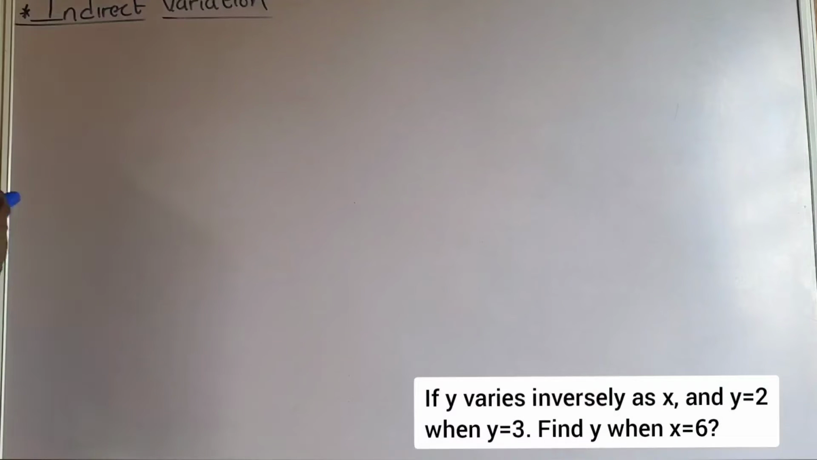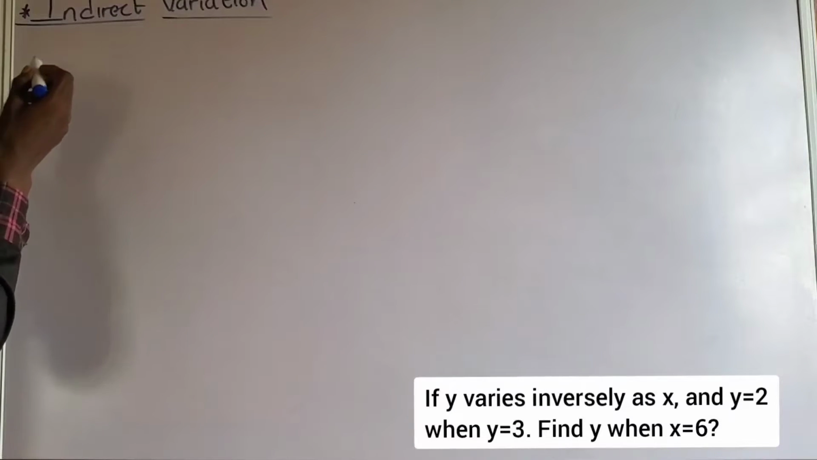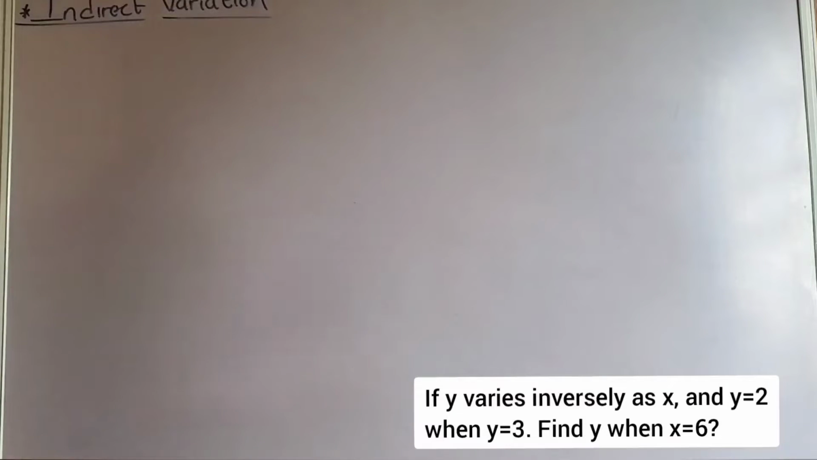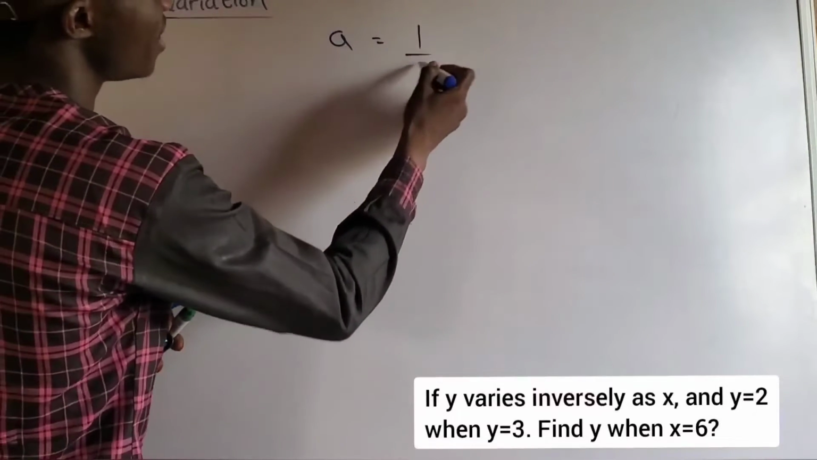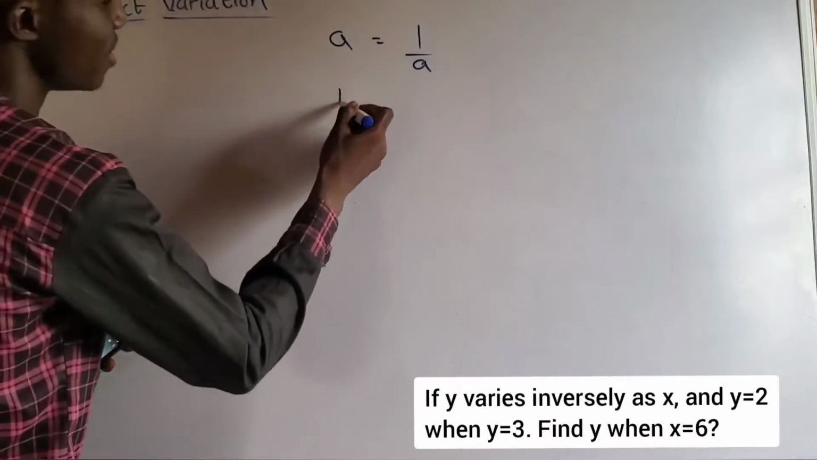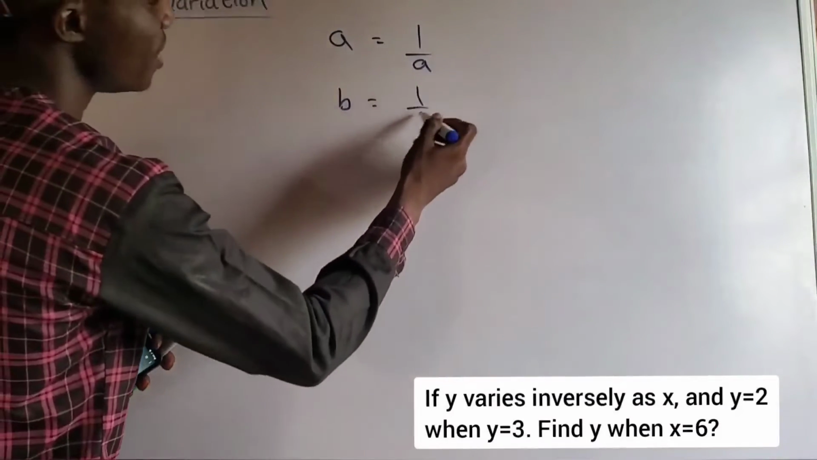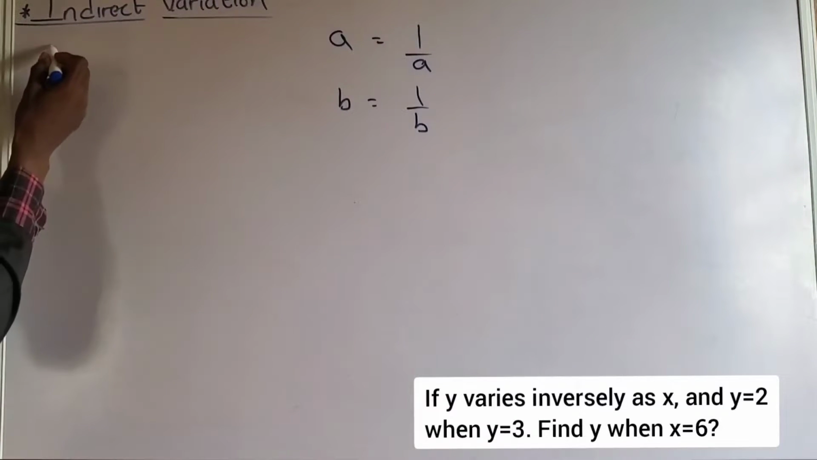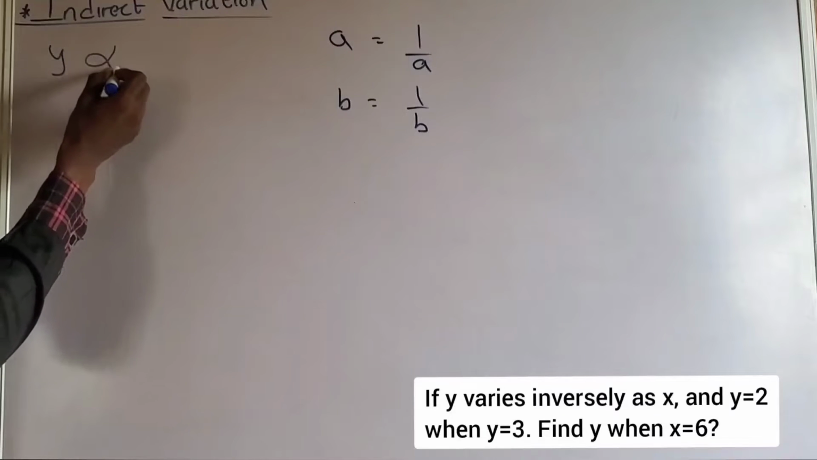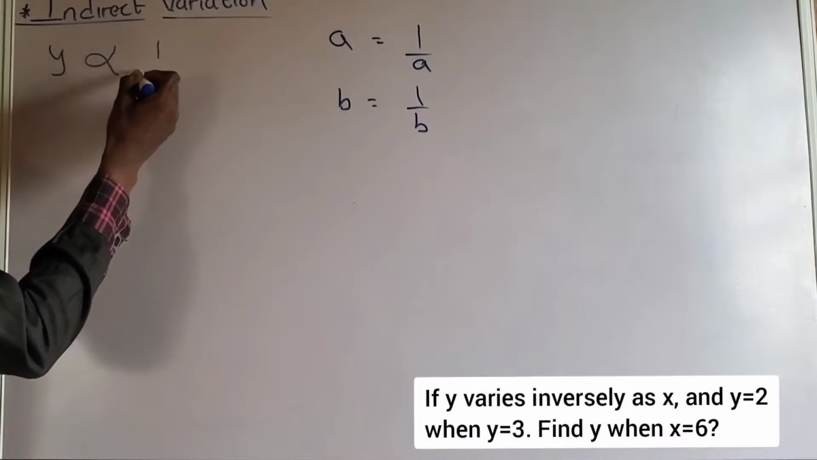If y varies inversely as x and y equals 2 when x equals 3, find y when x equals 6. Okay, now let's look at the question. Y varies inversely. What is the meaning of inverse? Inverse simply means the reciprocal of a number. You understand? For example, let's say we have a. The inverse of a is what? 1 over a. If I have b, the inverse of b is what? 1 over b. Okay, now back to the question. If y varies inversely as x, so y varies, this is the variation sign, inversely as x, that means we are going to have 1 over x.